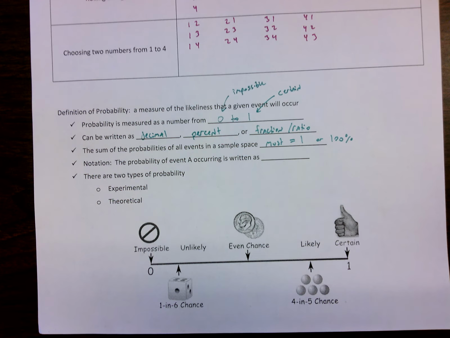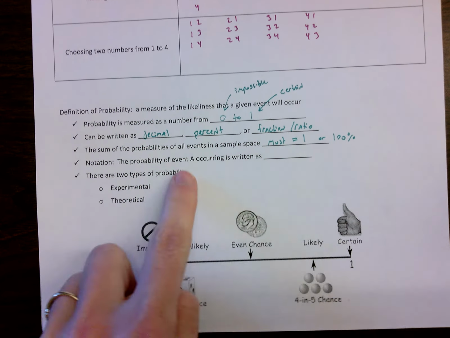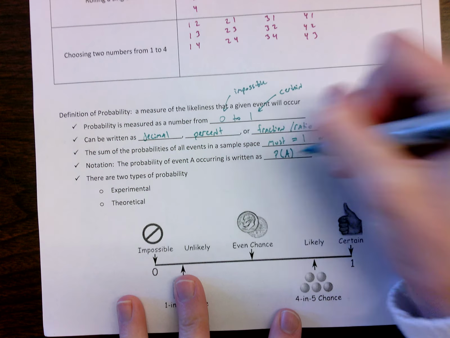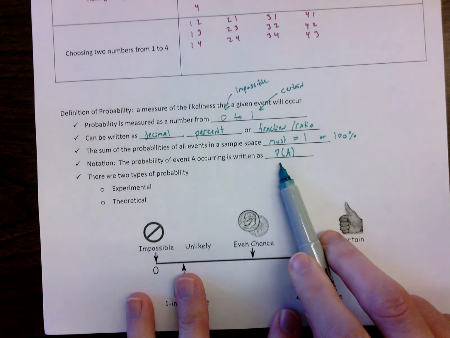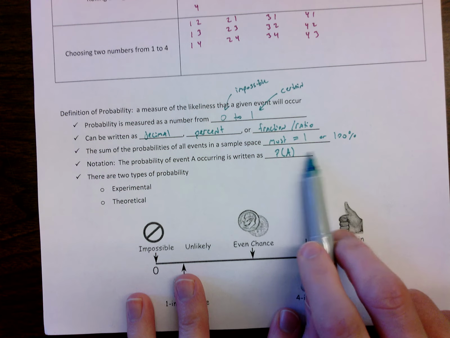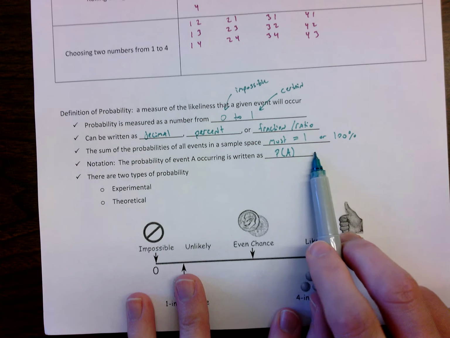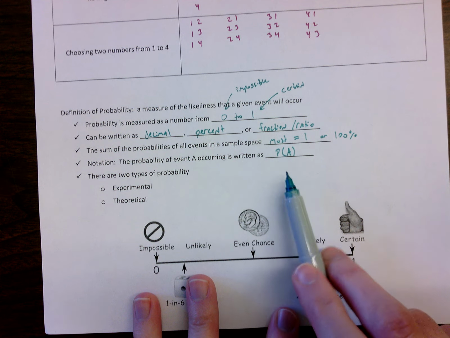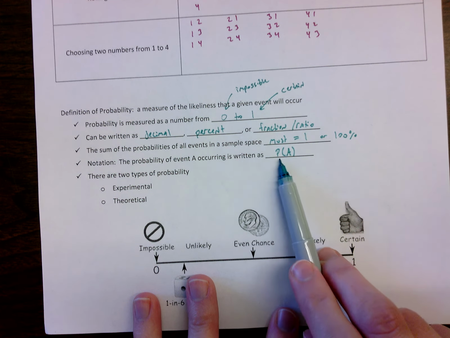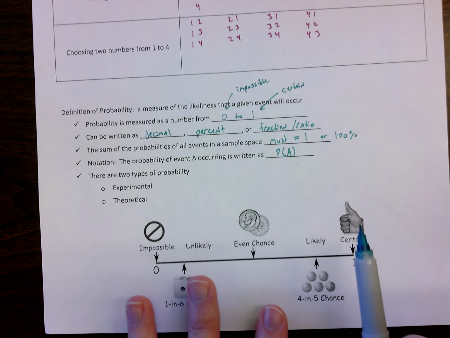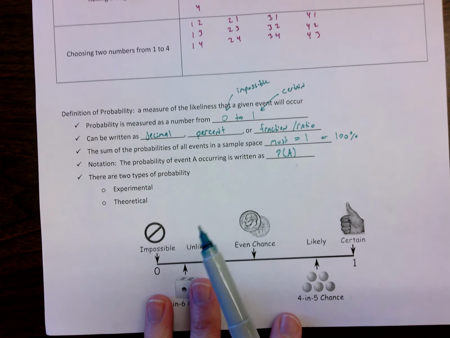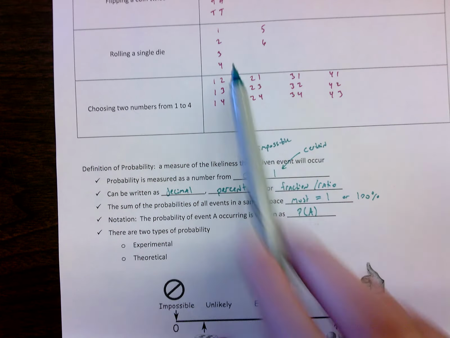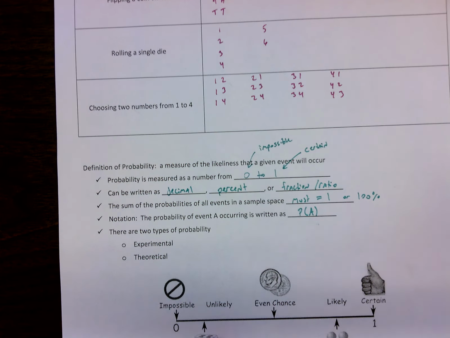Okay, now notation-wise, the probability of event A occurring, we write as P and then in parentheses A. So P for probability, and then in parentheses you say whatever it is that you're looking at. And it doesn't always have to be a letter. Sometimes we just write them out in words. So it could be the P and then in parentheses, rolling a 5, if this was our problem. So you could write P rolling a 5 and do it that way.